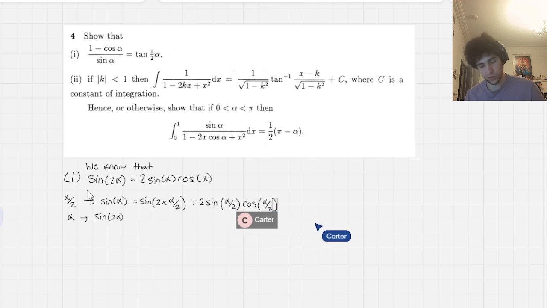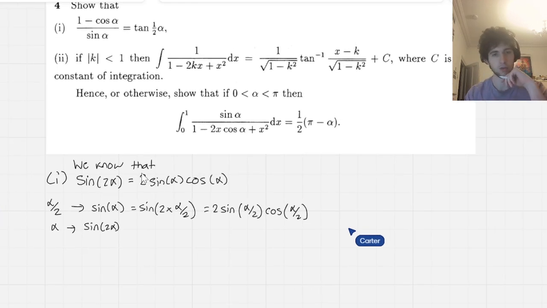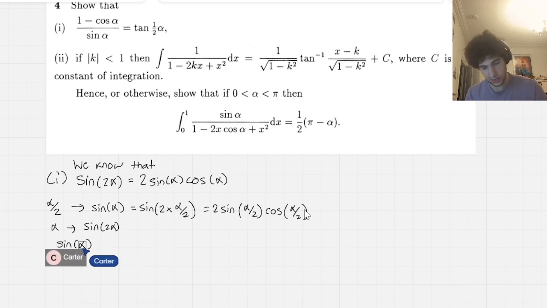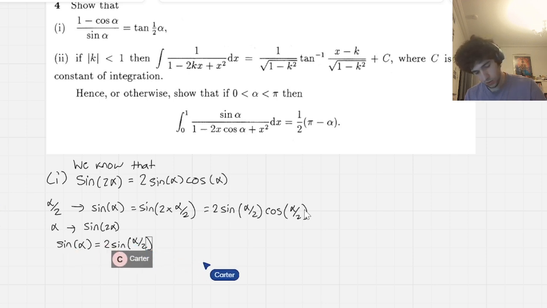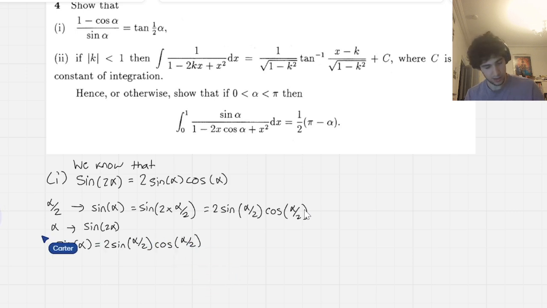So if you give me some alpha over 2, I can tell you sine alpha by doing sine of that alpha over 2, multiplying it by cosine of that alpha over 2, and then multiplying it by 2. So sine alpha in general is just 2 sine alpha over 2 cosine alpha over 2. So I'm going to box that. That's a result that you should be able to accept if you want to prove that first statement. Okay, so let's box that up. Nice.